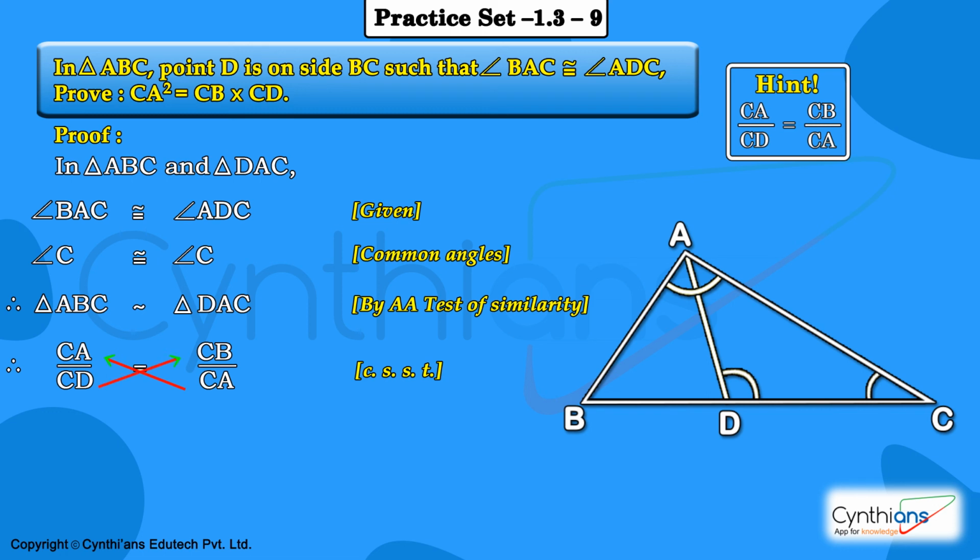Let us cross multiply. What will be CA into CA? Yes, CA square is equal to CB into CD. That will be CB into CD. That's it. This is what we wanted to prove.